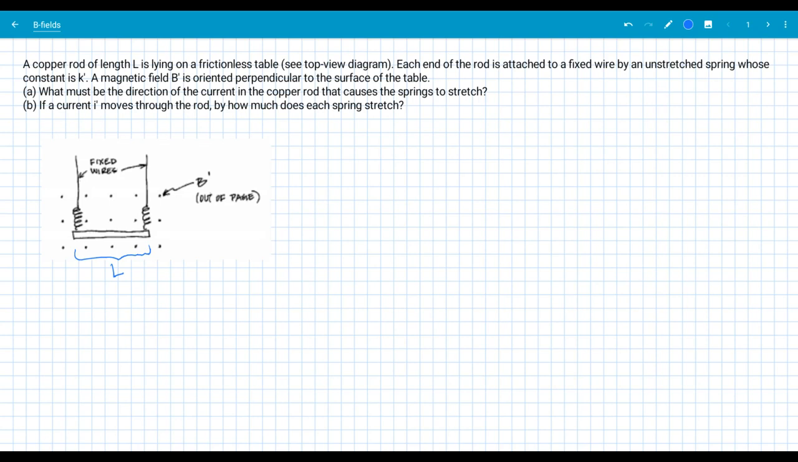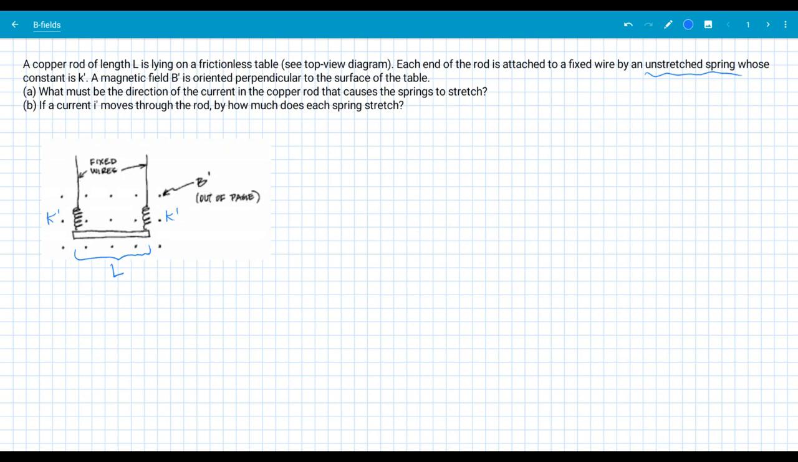So this is actually a top view diagram here, and that's because we don't want to have to worry about the weight of the copper rod. So assume that we're looking at this top down. It's lying on a frictionless table. Each end of the rod is attached to a fixed wire by an unstretched spring. So we've got some springs in play here, and we're told that the spring constant of these springs is K prime. So they both have spring constant K prime.